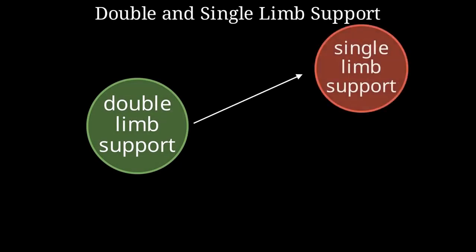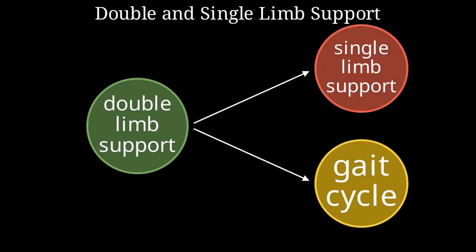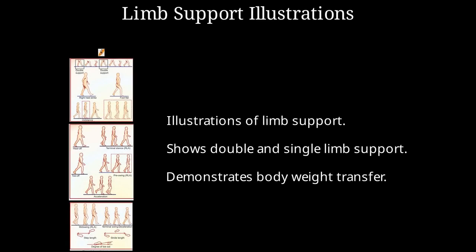Double limb support occurs when both feet are in contact with the ground, making up about 22% of the gait cycle. Single limb support happens when only one foot is on the ground, typically during the mid-stance phase. Visuals of limb support phases show how the body alternates between double and single limb support during walking.